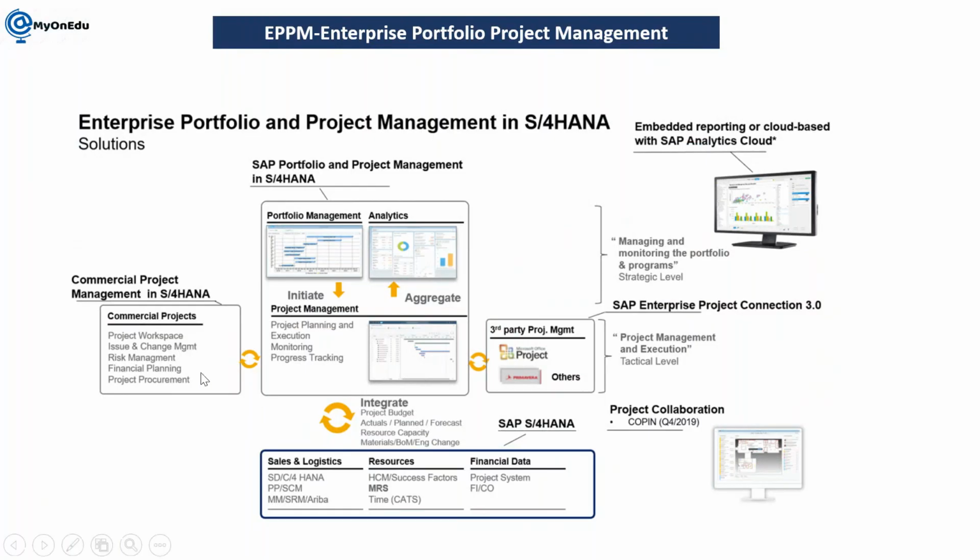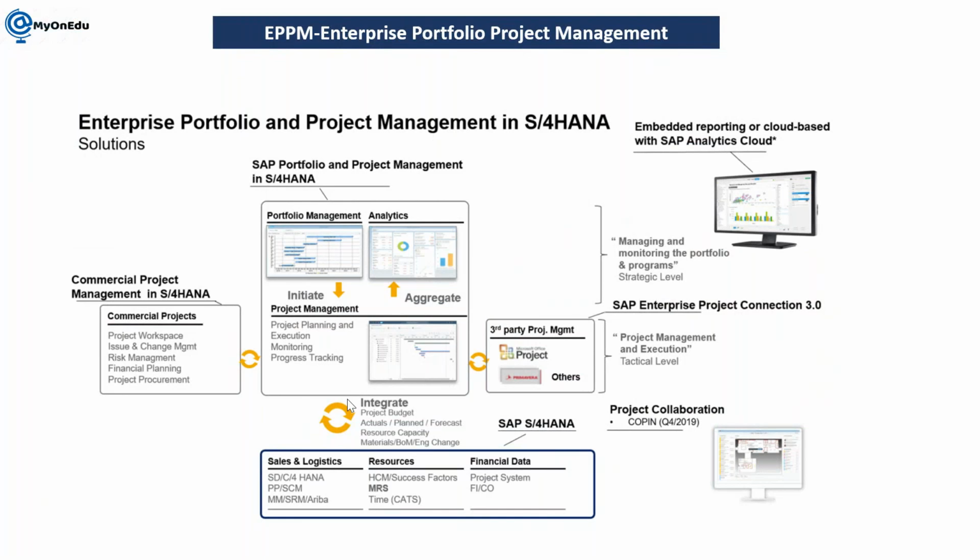Similarly, we are having CPM, Commercial Project Management. This system also was an add-on before the version 1709. After that, it became a part of the core S/4HANA system. Apart from that, we are having one more module called EPC, Enterprise Project Connection. As of now, this is on-premises and part of the cloud solution also, but after January 2026, it will be only available in cloud. So after that, we'll have three modules in SAP EPPM only.